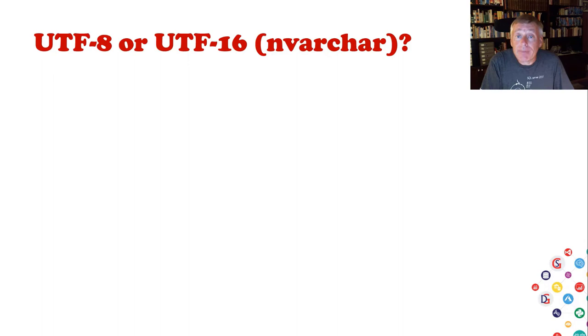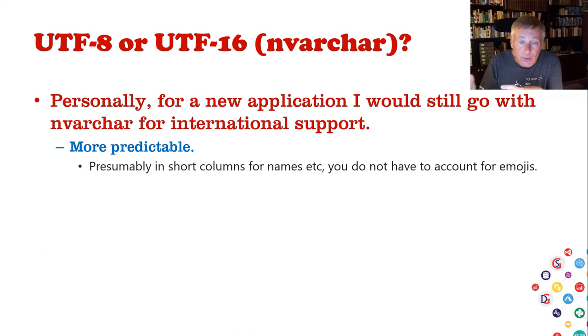Now, let's say we're going to design an application for international use, and you should always do that, I will return to that. Now, should we use UTF-8 or UTF-16, that is NVarchar? Well, my take on it is that for a new application, I would still go with NVarchar. Why? Well, first of all, it's more predictable. Because particularly if I have short columns where the width actually matters, most likely I don't have to account for emojis or Chinese. Well, Chinese doesn't really matter, but emojis could be my problem, the surrogate characters. So NVarchar 30 would probably mean 30 characters.